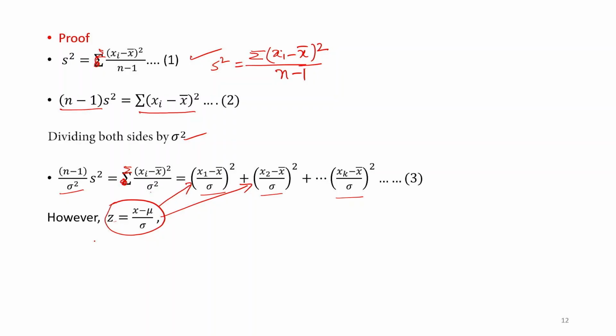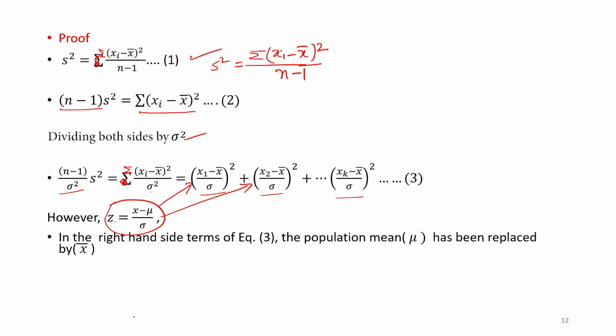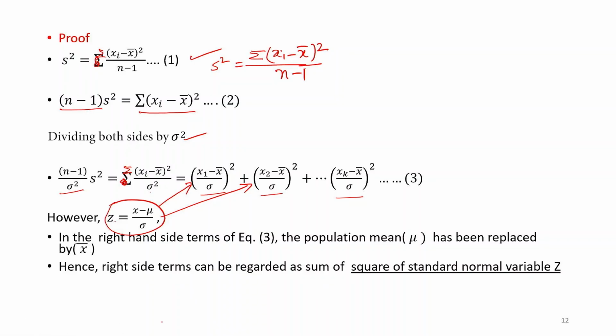But this z variable is x minus mu. Mu is the population mean. So the population mean is not appearing, and in this case it is replaced by the sample mean. So on the right hand side of the equation, the population mean has been replaced by x bar. Hence the right hand side terms can be regarded as the sum of squares of standard normal variable z, because x bar is a good estimate of mu. Therefore, for all practical purposes, we can assume that x bars are basically mu.